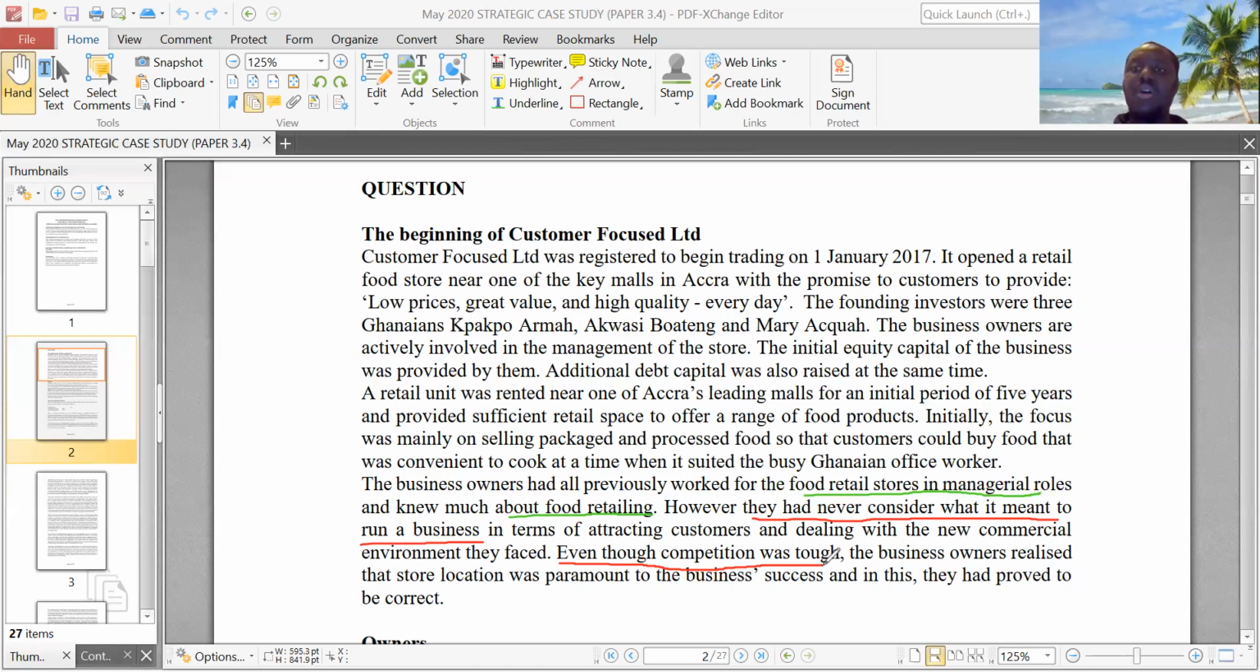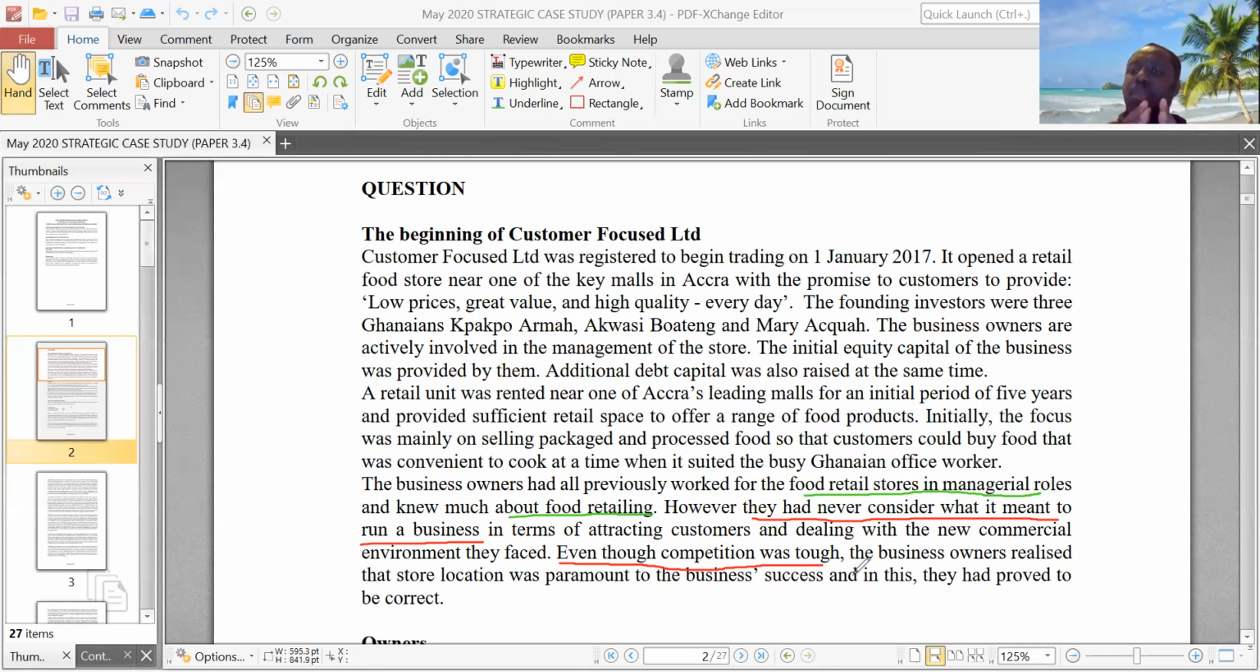If you haven't watched my videos on the strategic models, you want to go back and watch them. So even though competition was tough, the business owners realized that store location was paramount to the business success. And in this, they proved to be correct. So competition will be one key issue. How do they handle competition? How do they manage the competitive forces in the environment?